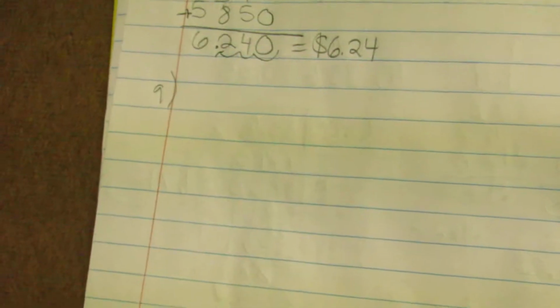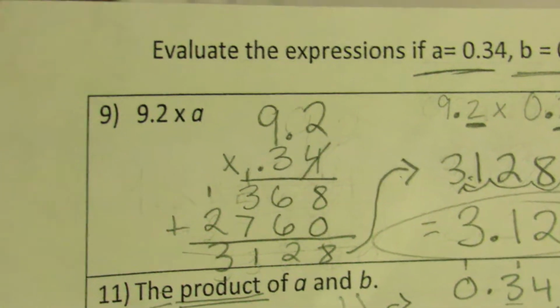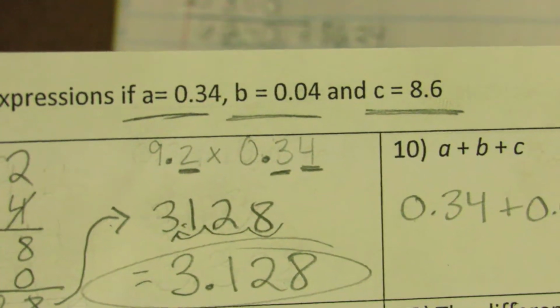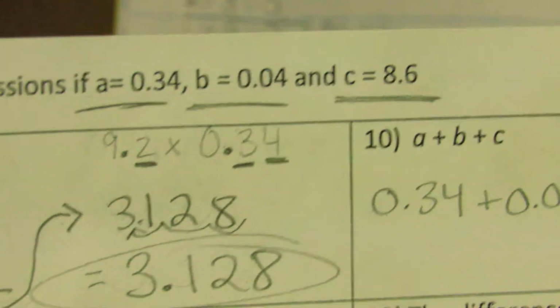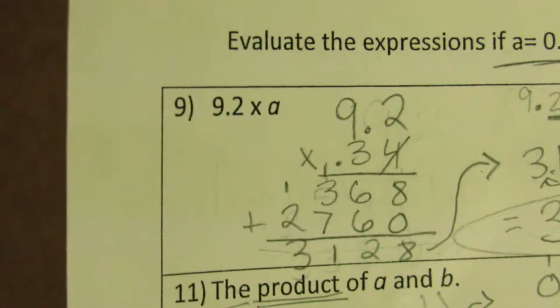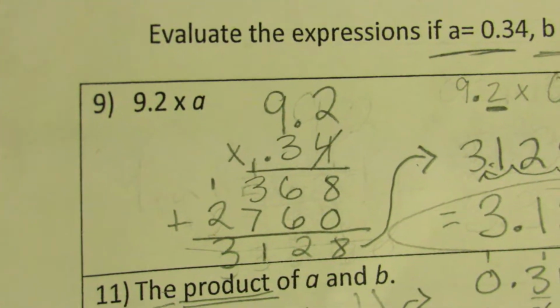Alright, let's move on. Number 9. So let's look. Number 9 says, let me move this real quick. Sorry, guys. Number 9 says 9.2 times A. So you guys are like, oh no, a letter. That's alright. Guess what? They actually give you a key right here. A is equal to 0.34, B is equal to 0.04, and C is equal to 8.6. Now, I'm going to set it up 9.2 times 0.34.